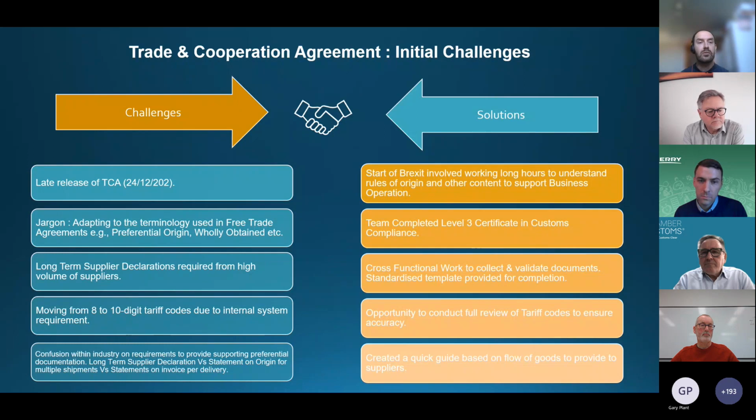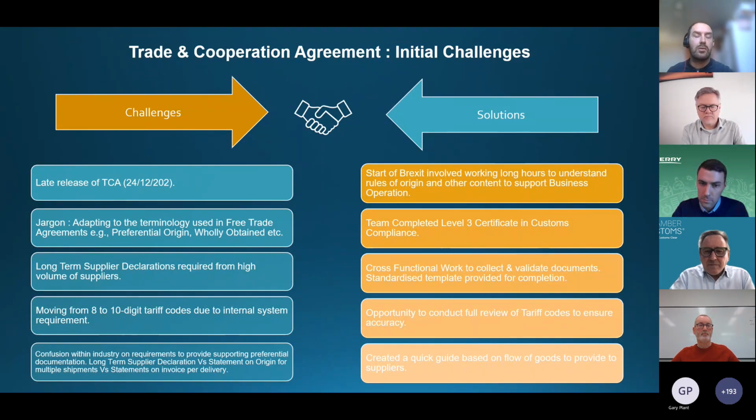One of the other challenges was quite specific to Kerry. As many of you will have done, we have an internal system to manage international trade and trade preference specifically. I won't name a name, but we have one. One of the requirements of that system was moving from an 8-digit to a 10-digit tariff code. Now, that could have been as simple, in many cases, as just tacking a 00 onto the end, which we could have done, and it would have been a fairly quick job.